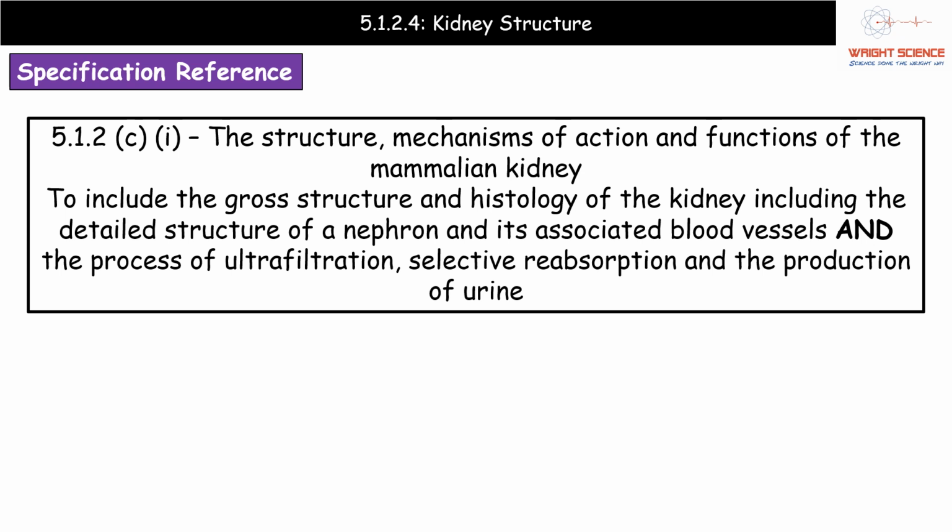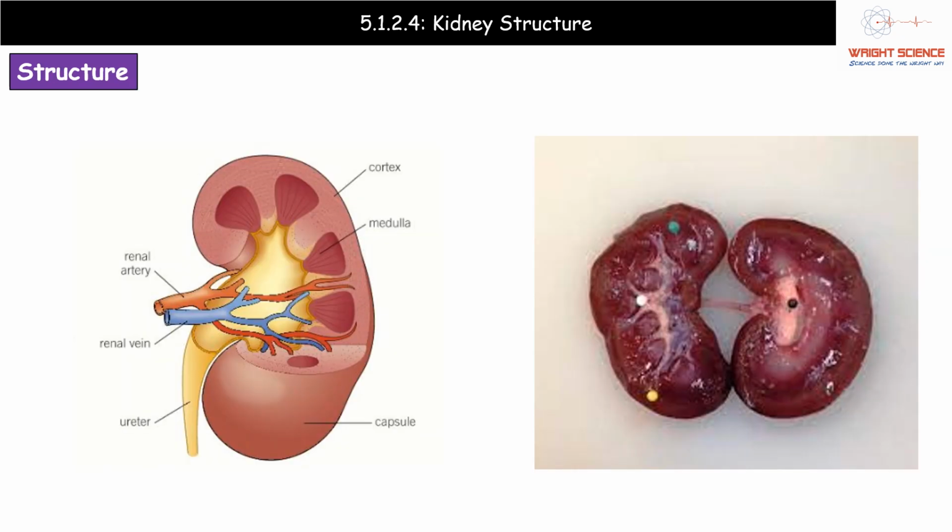This is another video in our Module 5 series, and we'll be looking at specification reference 5.1.2c Part 1, the structure, mechanisms of action and functions of the mammalian kidney. So first thing then is that we need to understand a little bit about the overall structure of the kidney itself. Now, one of the diagrams I've given you here on the left hand side should hopefully be familiar to us from GCSE, and in reality it hasn't really changed much.